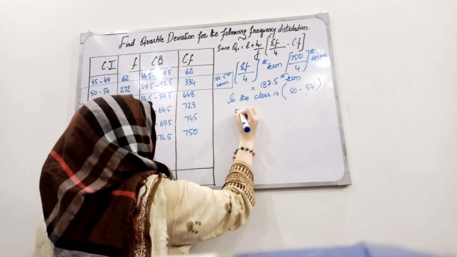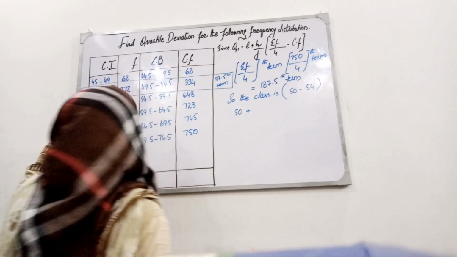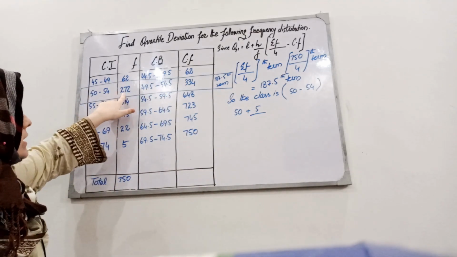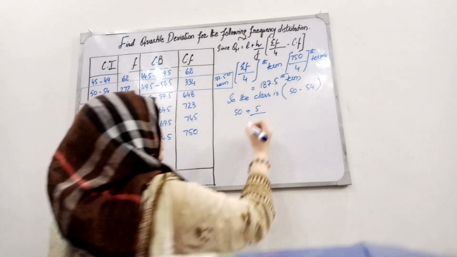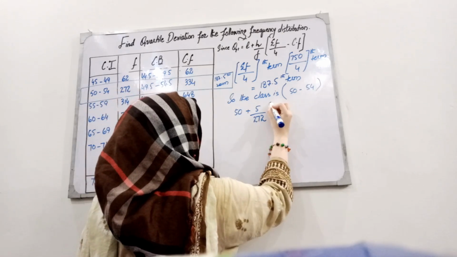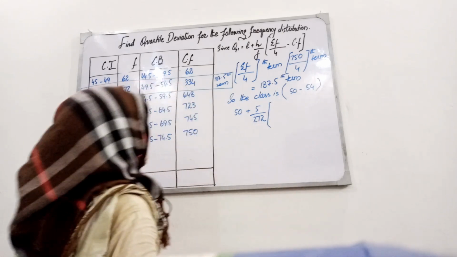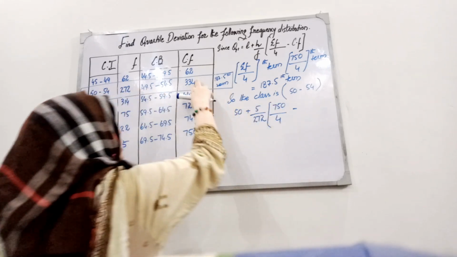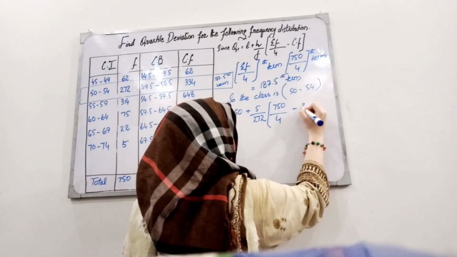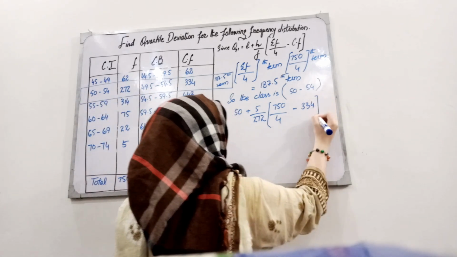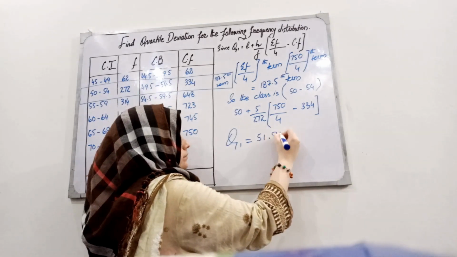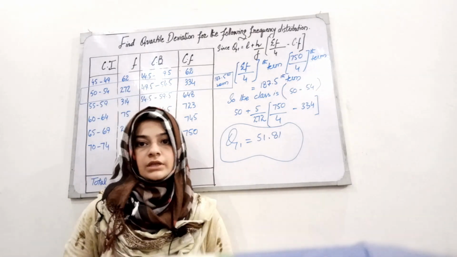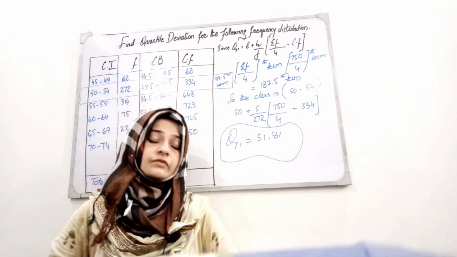The lowest class limit is 50 plus the width is 5 divided by the frequency of that class, which is 272, into 750 divided by 4 minus the cumulative frequency, which is 334. So we get 51.81. Now with the help of the same method we will find out the Q3.